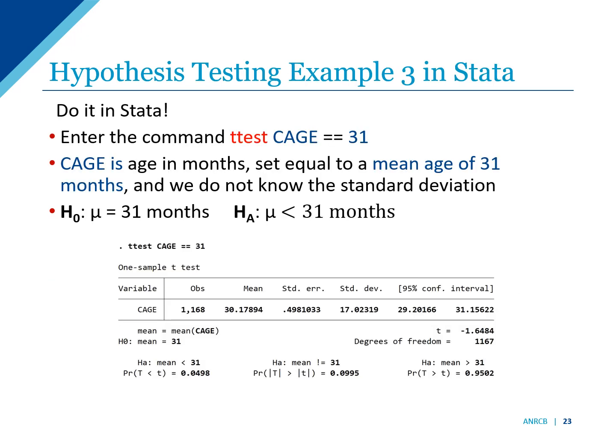If we conduct this test in Stata, we simply enter the command ttest with the variable cage and two equal signs, and then the population mean of 31. We don't know the variance, which is why we're using a t-test. When we run this, we see that we get the t statistic of negative 1.6484 with 1,167 degrees of freedom. Looking at the center bottom, we see that the probability of getting this t-value is 0.0995, which is greater than 0.05. Therefore, we cannot reject the null hypothesis.